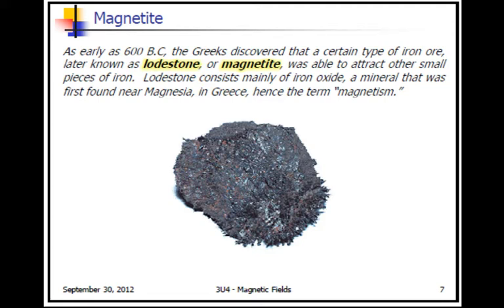But first, let's talk a little bit about the history of magnetism. There's a material known as magnetite, or lodestone. In 1600 BC, it was the Greeks that discovered that this lodestone had the ability to attract other small pieces of iron. Lodestone consists mainly of iron oxide, which is a mineral that was first found near Magnesia in Greece. So that's why we have the term magnetism, because it comes from Magnesia.